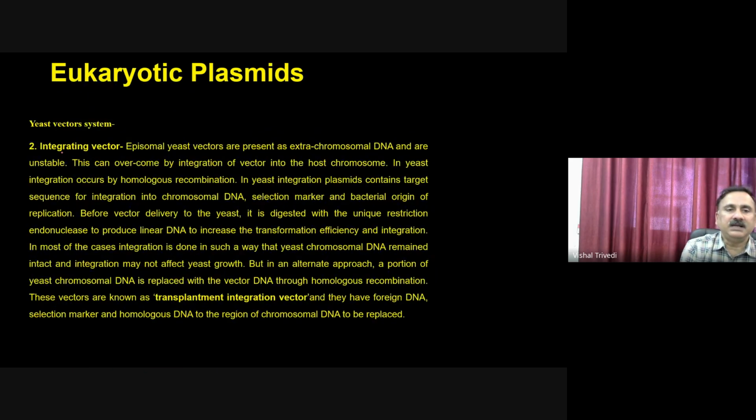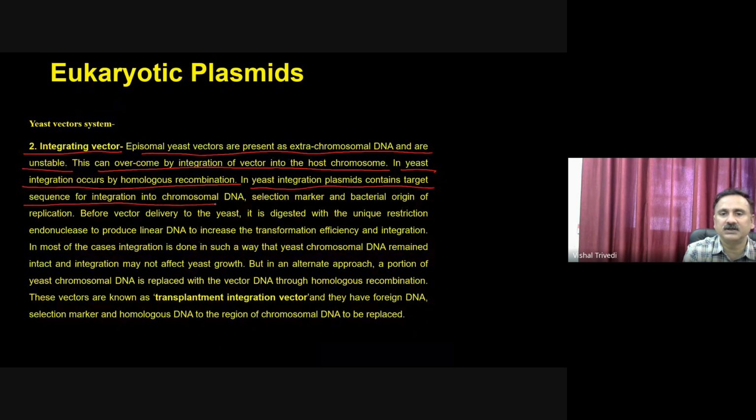Then we have the integrating vectors. If episomal yeast vectors are present as extrachromosomal DNA and are unstable, this can be overcome by integration of the vector into the host chromosome. So in yeast, integration occurs by homologous recombination. In yeast, the integrating plasmid contains the target sequence for integration into the chromosomal DNA, a selectable marker, and the bacterial origin of replication. Before the vector is delivered into the yeast, it is digested with a unique restriction endonuclease to produce a linear DNA to increase the transformation efficiency and the integration.